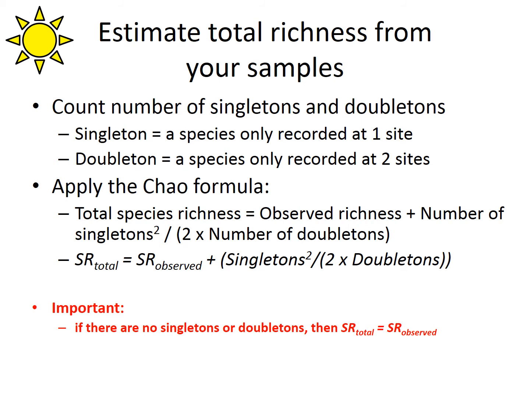Now, it's important to note, because this will occur in several of your data sets, that if there are no singletons and no doubletons, then that second term falls away. And we end up assuming that the total estimated species richness is the same as the observed species richness, because there are no rare species, no singletons and no doubletons.